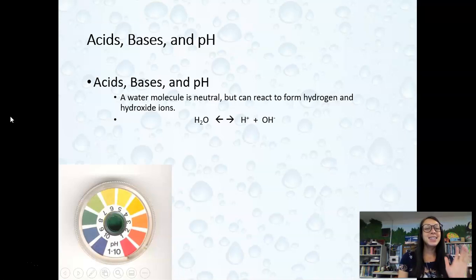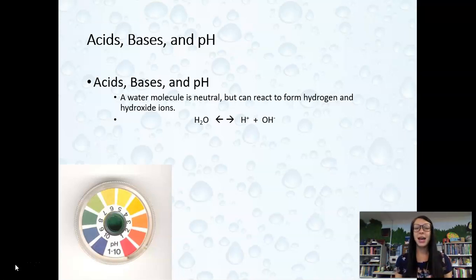All right, so in addition to being able to have these awesome properties such as adhesion and cohesion, being a great solute, allowing suspensions to occur, water also gives us acids and bases and this awesome thing called the pH scale. Water is neutral, and that's because it can easily be converted back and forth into its hydrogen and hydroxide ions. And in fact, in pure water, only about one molecule in every 500 to 600 million molecules is going to split up into its ions.